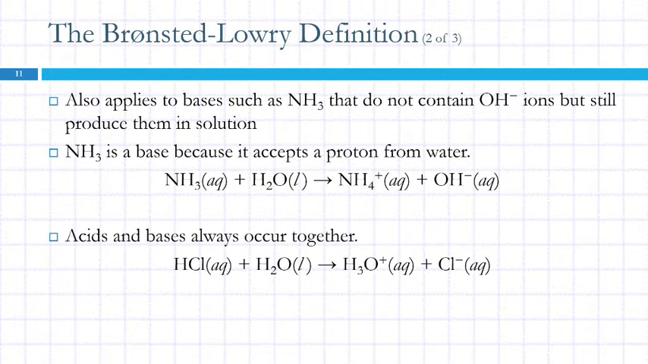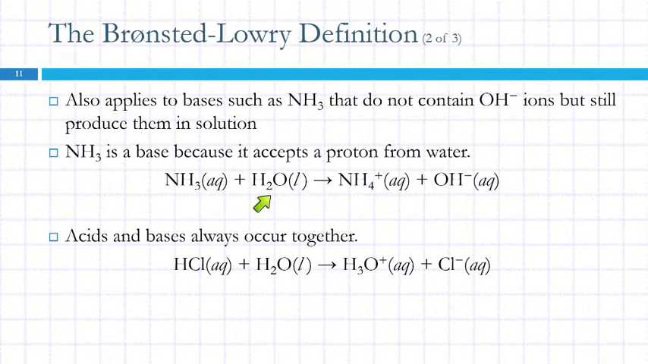The important idea is that acids and bases always occur together. So if you have a babysitter and a parent, the parent hands the baby off to the babysitter. If there's no babysitter, nothing happens, right? If you've got a babysitter and no parent, nothing happens. They are together. Acids and bases always occur together.